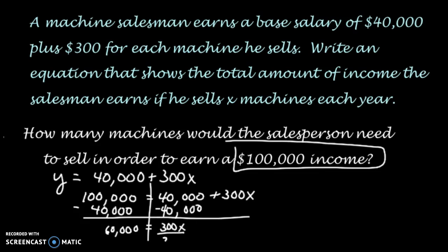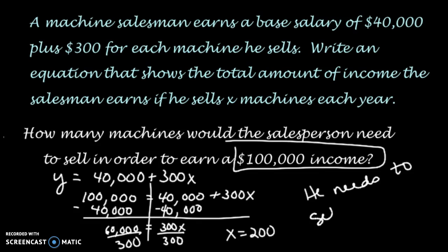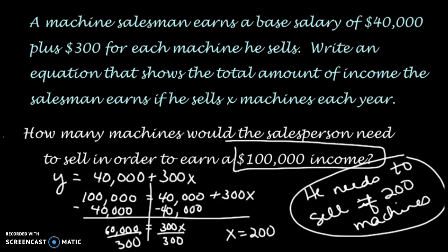And then I can divide both sides by 300. Okay, and when I do 60,000 divided by 300, then I get X equals 200. So again, it's a word problem. I should answer in words. He needs to sell 200 machines. So if his goal is to make six figures, $100,000, he needs to sell 200 machines to make that six-figure income. And that's it. So make sure you're plugging something into the right variable and you should be good.